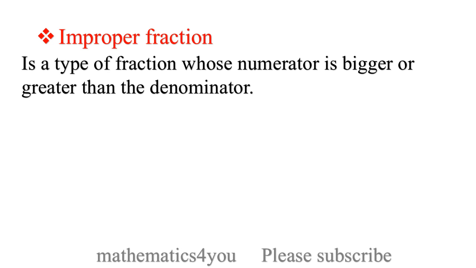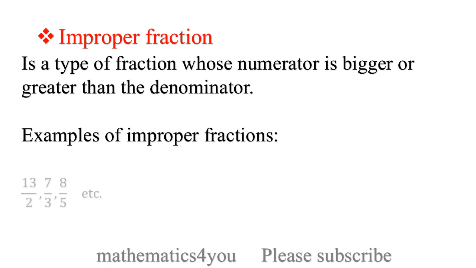So the last type of fraction is the improper fraction. So what is an improper fraction? An improper fraction is a fraction whose numerator is bigger or greater than the denominator. So examples here, you have 13 over 2, 7 over 3, 8 over 5. These are examples of an improper fraction. So whenever you're given a fraction, if the numerator is bigger or greater than the denominator, it means that particular fraction is an improper fraction.